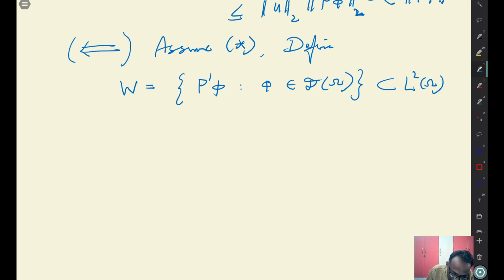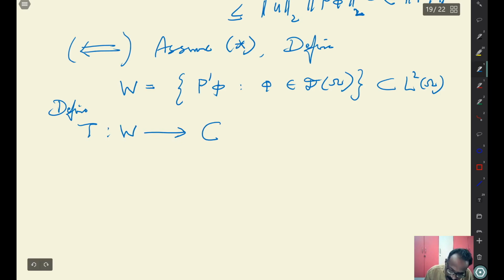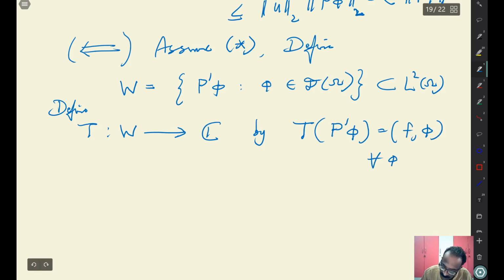So now you can define a linear operator T from W to C, since every element of W looks like P prime of phi. So it is enough to define T of P prime phi by f phi, for all phi in D omega. For all phi in D omega, P prime of phi is in W.